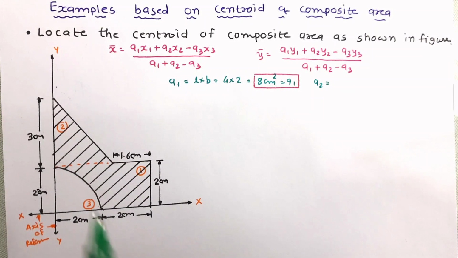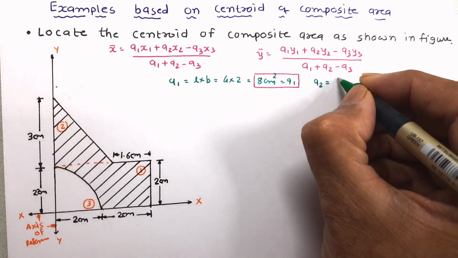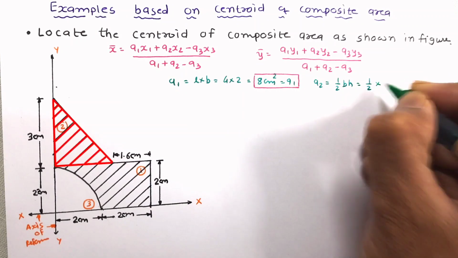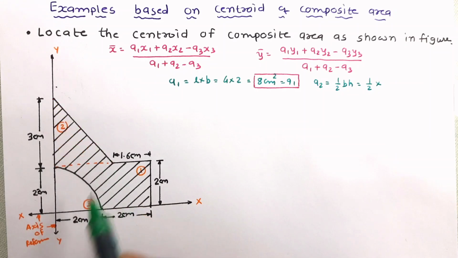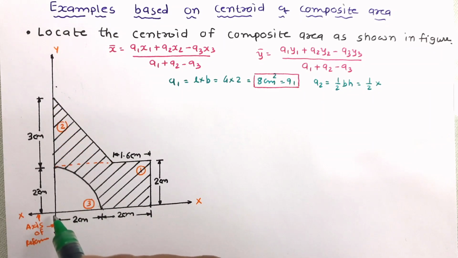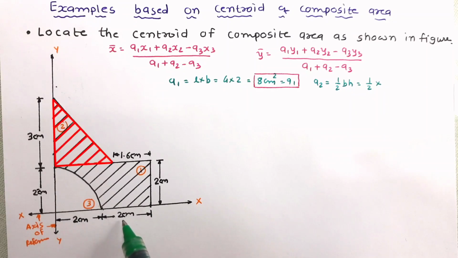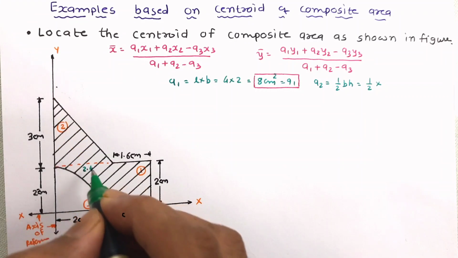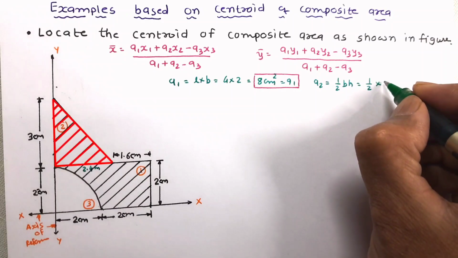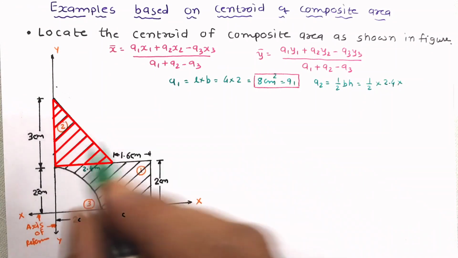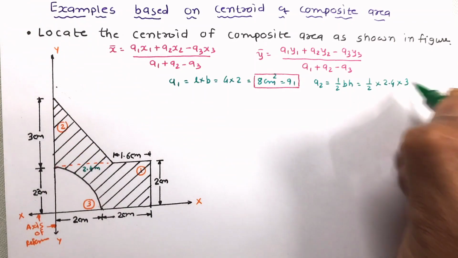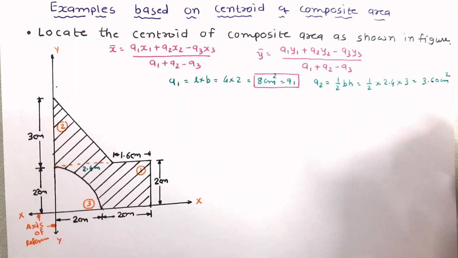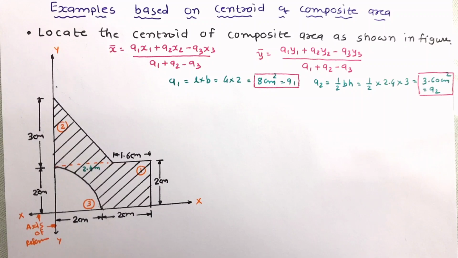Now work out A2. A2 is the area of the triangle. We know that area of a triangle is half into base into altitude. So it will be half into base, that is this distance. The total distance is known to us, that is 4 centimeter. This is 1.6. So we can write this distance is 2.4 centimeter. So the base of the triangle is 2.4 centimeter and altitude is already known, that is 3. So it will be 3.6 centimeter square. So A2 has been worked out.